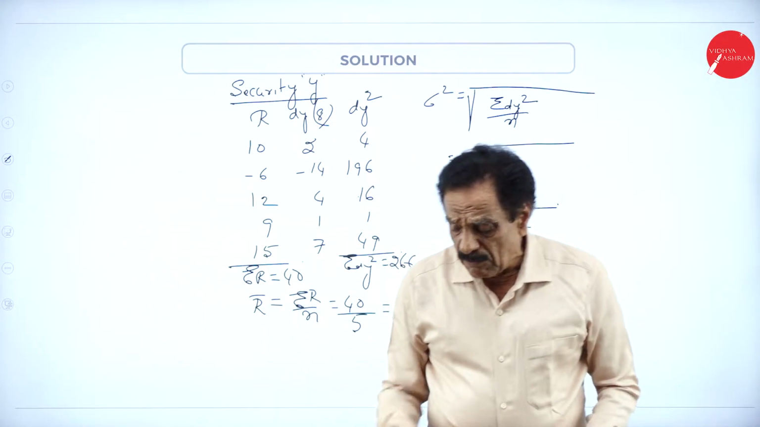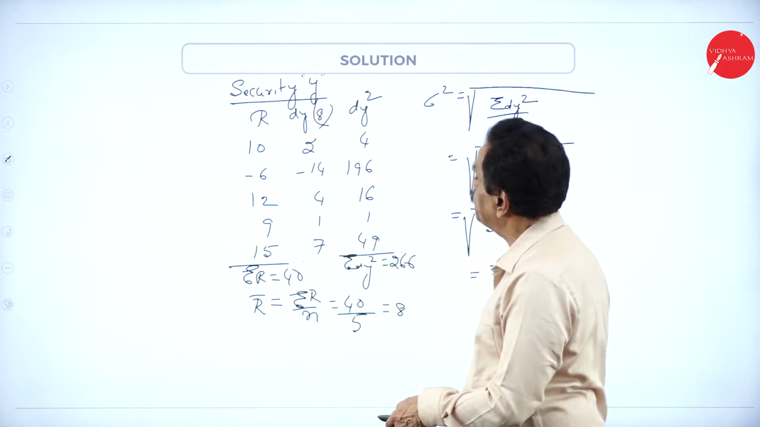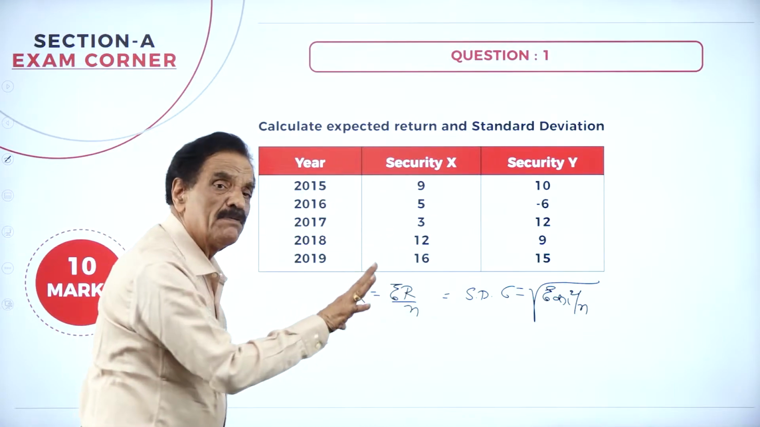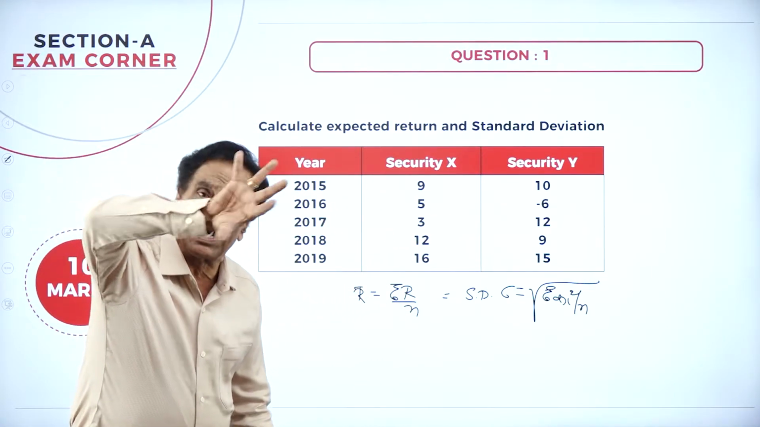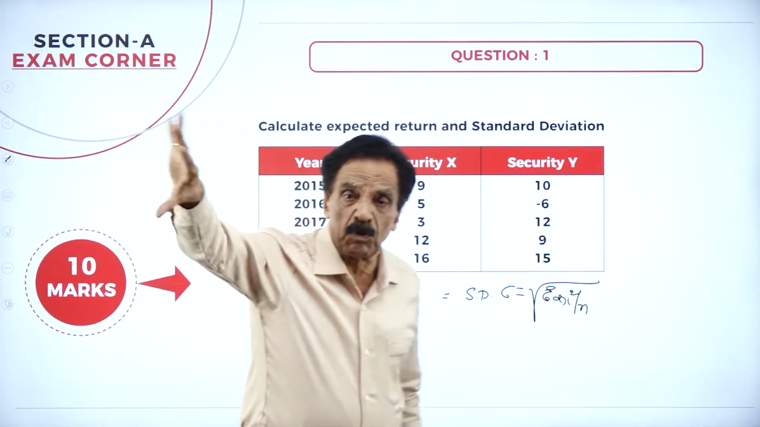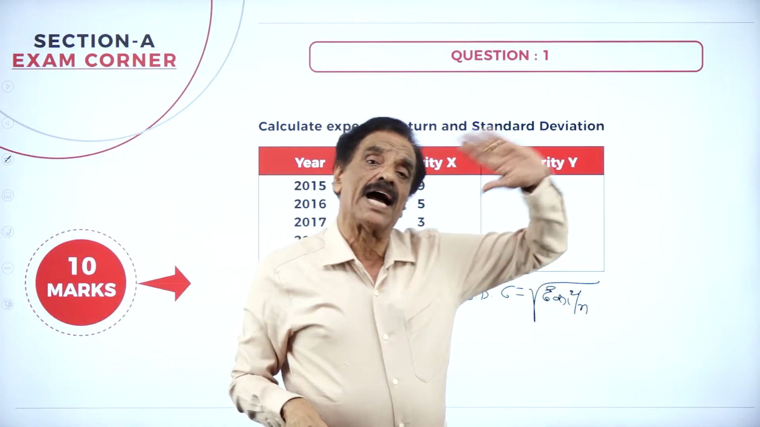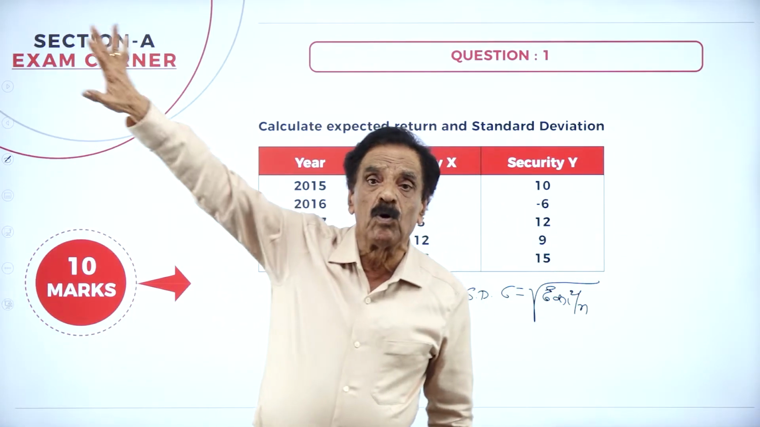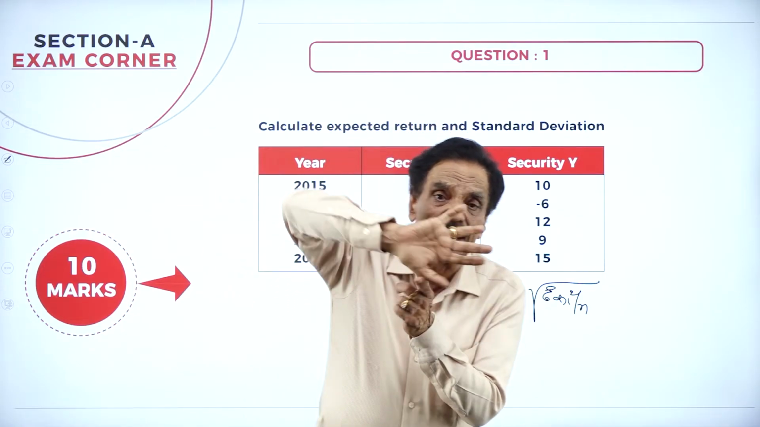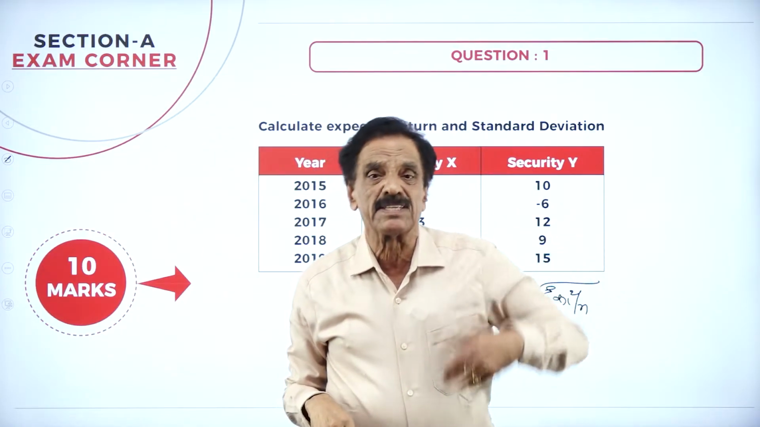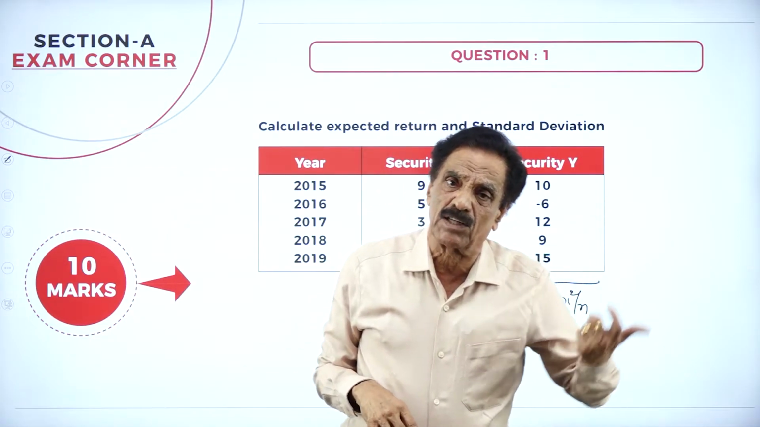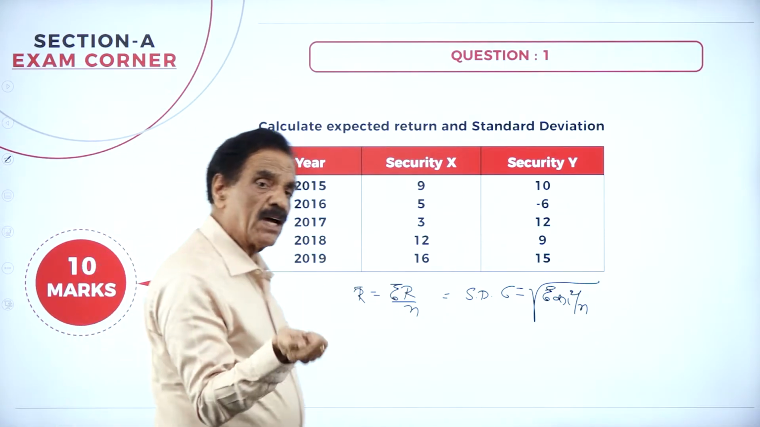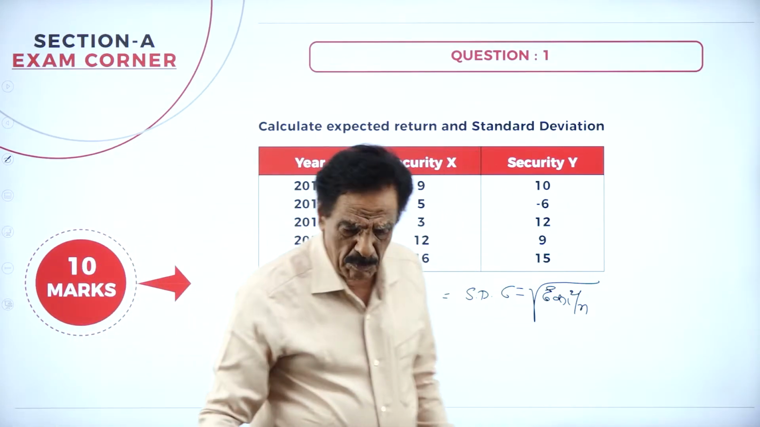See the problem here. When you give the problem here, there is no probability. It is called ex post, realized return. If the expected return is called ex ante, if the probability is given, it is called ex ante or expected. If no probability is there, it is called ex post, we say. So this is the question without the probability. Next question, we are going to solve with the probability. We'll move on.